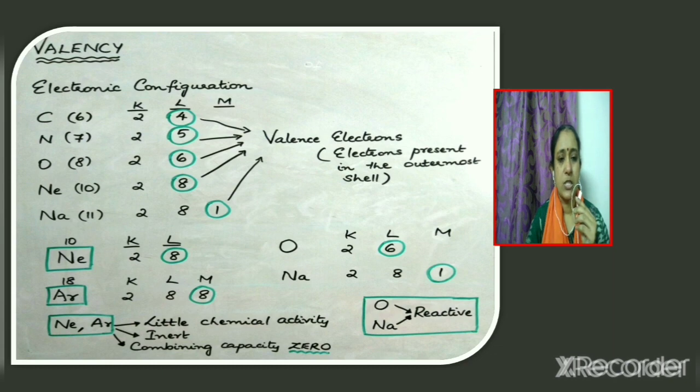But what about oxygen and sodium? From the electronic configuration of oxygen and sodium, it is clear that the number of electrons present in the outermost shell is not equal to 8. Oxygen has 6 valence electrons and sodium has 1 valence electron in its outermost shell. Since the number of valence electrons present in these atoms is not equal to 8, they will be chemically reactive. So oxygen and sodium can be considered as chemically reactive and their combining capacity will not be equal to 0.